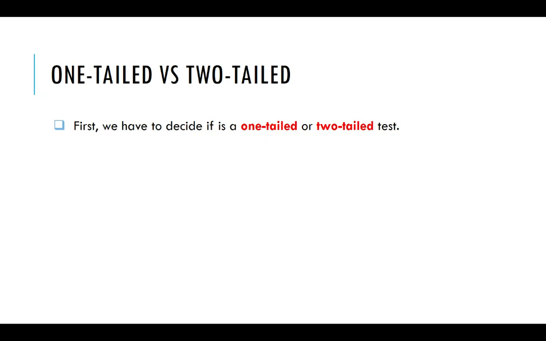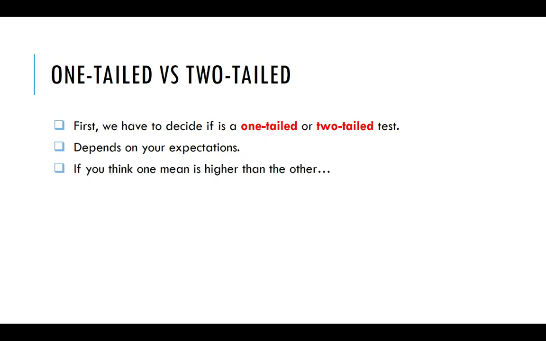Now, first, we have to decide if this is going to be a one-tailed or a two-tailed test. And it's going to turn out it depends on your expectations. In other words, do you think one mean is higher than the other or not? For example, maybe you think that non-smokers' age at death, again, we're talking about the mean, is greater than smokers' mean age at death. Well, it seems like that would be a reasonable expectation.